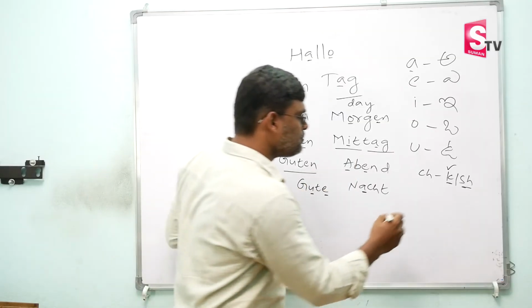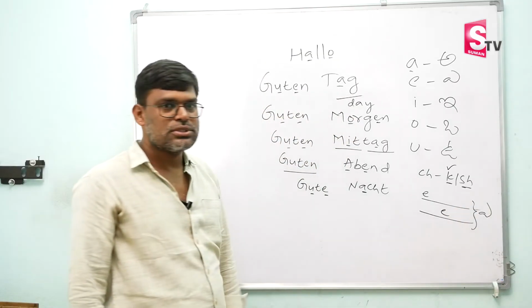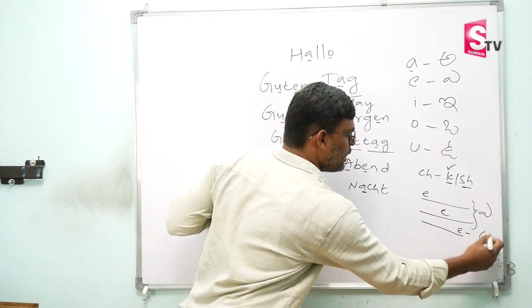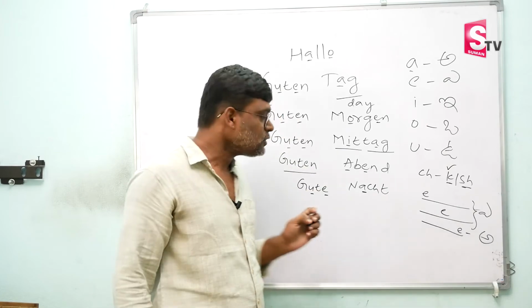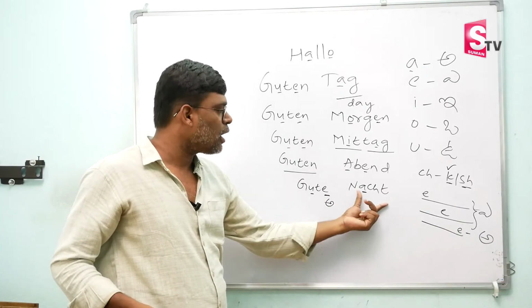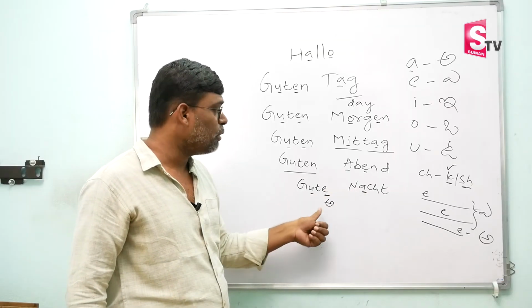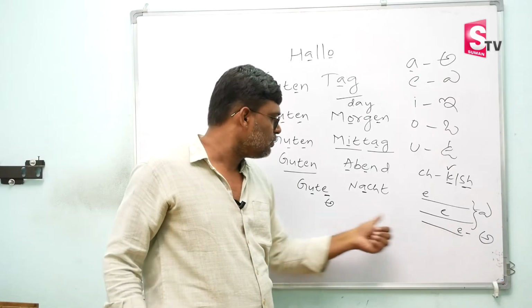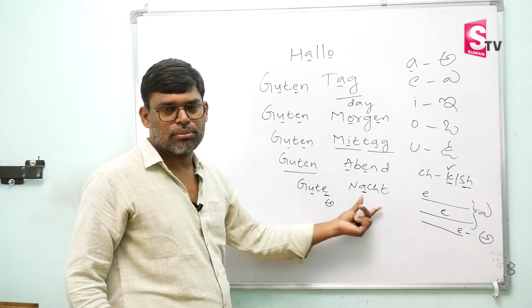But here is a rule in German: if E comes in the beginning or in the middle, it is an A sound. If E comes at the end of the word, it changes to the A sound, so we have to read it like A. So now we read it like gute. Gute Nacht means good night. Remember the rule: if E comes in the beginning or in the middle, the sound is A sound; if E comes at the end of the word, the sound will be A sound.